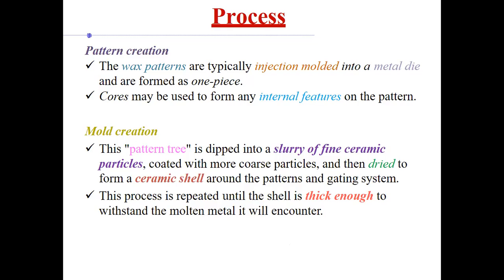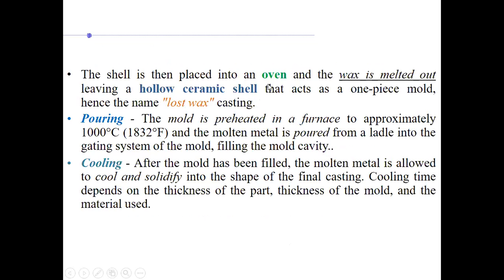Now the shell is placed into an oven and the wax is melted out. In that oven, the heat will be given and the wax inside will melt out, leaving the hollow ceramic shell that acts as a one-piece mold, hence the name lost wax casting, because that wax is melted out. This is the reason you call it lost wax.